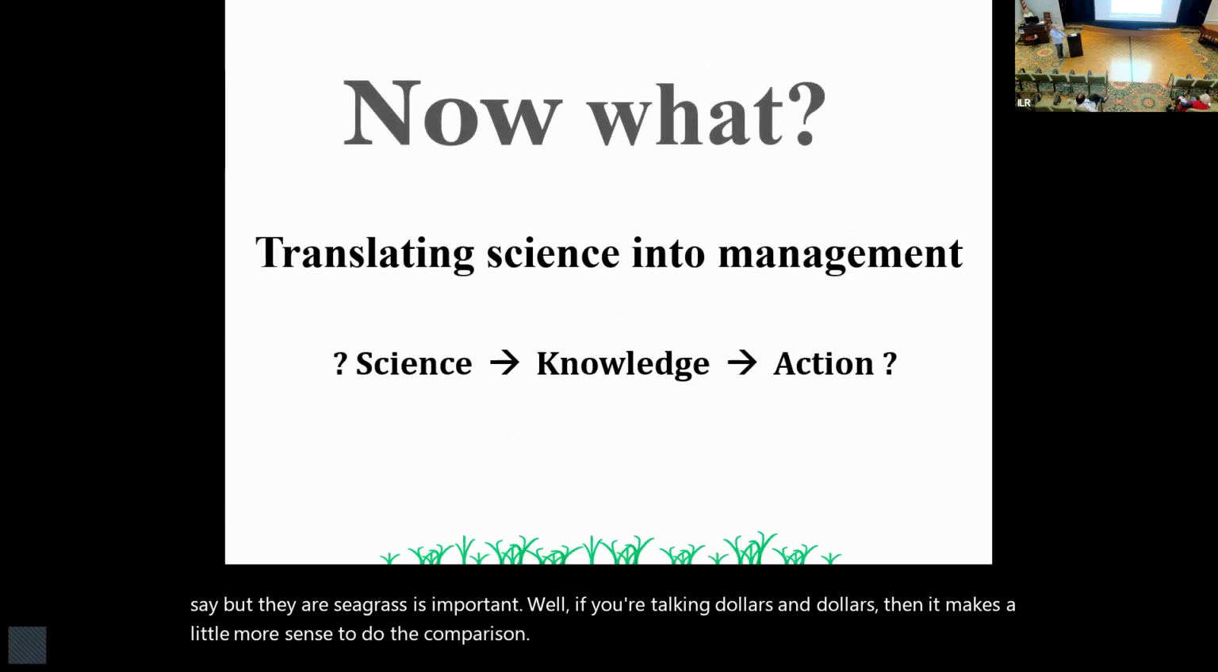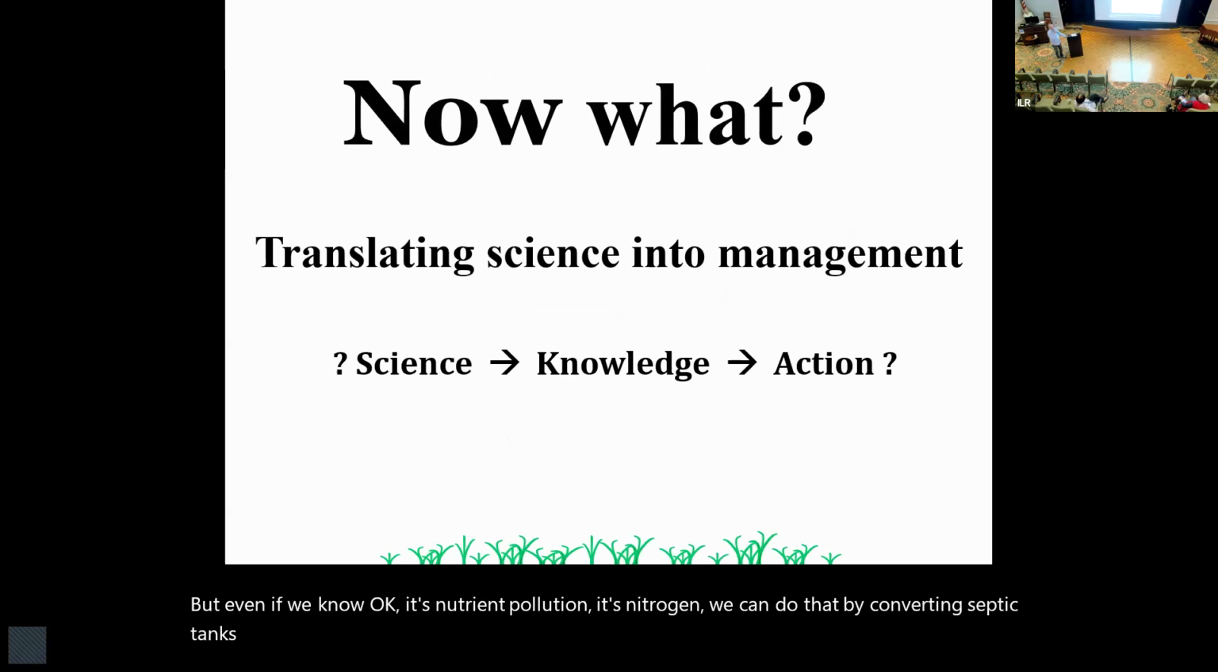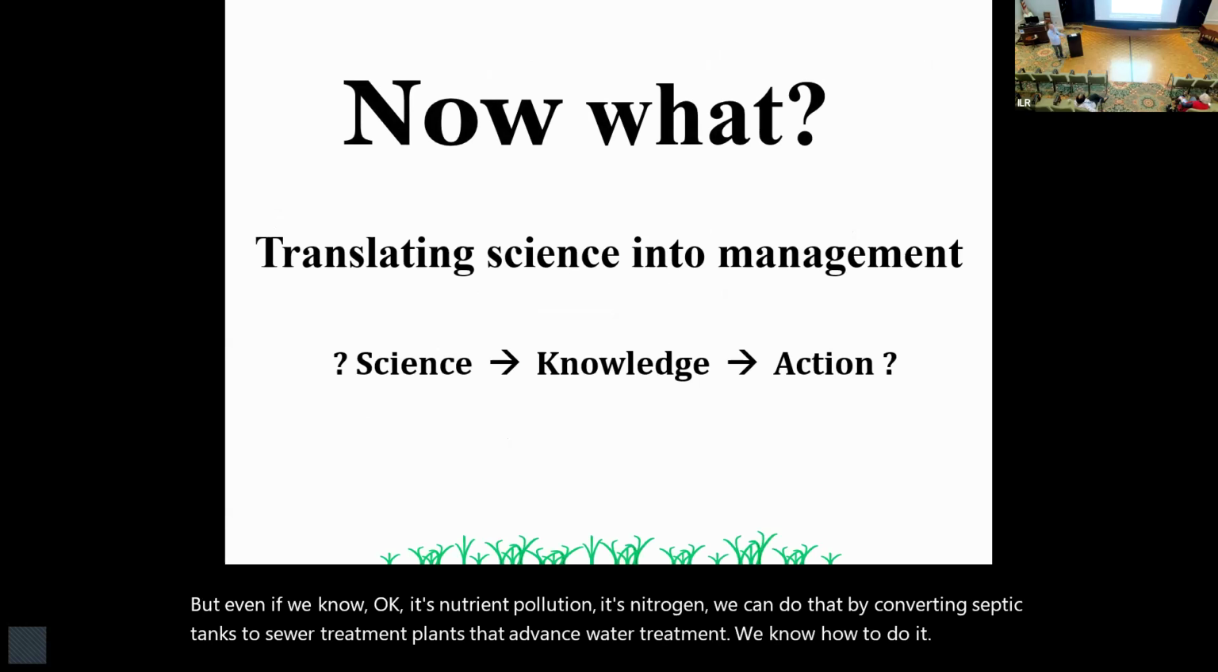But even if we know it's nutrient pollution, it's nitrogen, we can fix that by converting septic tanks to sewer treatment plants, it's advanced wastewater treatment. We know how to do it. But how do we get there?